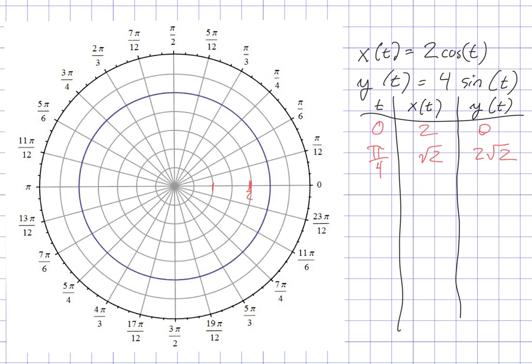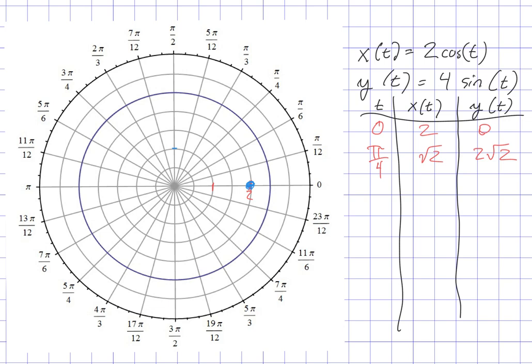Nope, so I'm up 2. 1, 2. My second point is at square root of 2 and 2 square root of 2. Oh, hold on a second. It's 2, 0. 2, 0, right there. And then square root of 2 and 2 root 2. So square root of 2 is a little over 1.